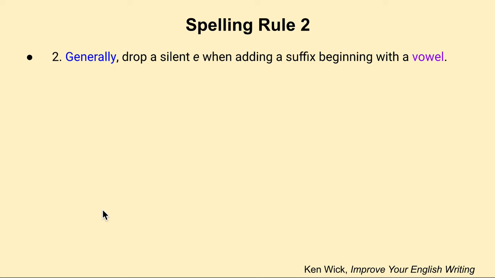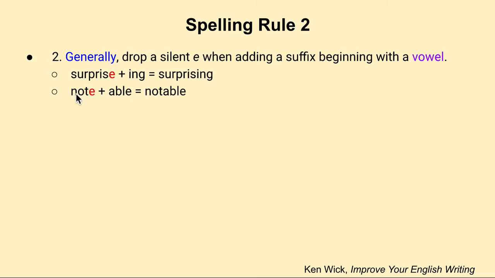Rule number 2: generally, because there are exceptions, drop a silent E that's at the end of a word when adding a suffix beginning with a vowel. So basically, if you have a word that ends in silent E and you're adding a suffix that starts with a vowel, you drop the E. For example, surprise: you don't pronounce the E, then you add -ing. Surprising. You drop the E because you're adding a suffix that begins with a vowel.